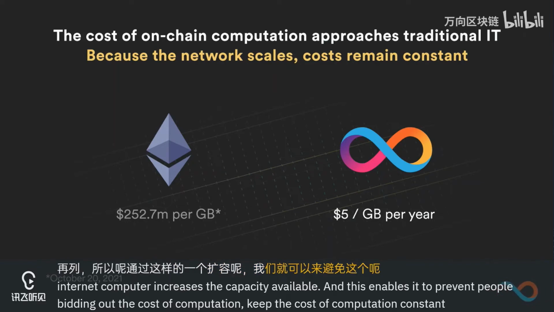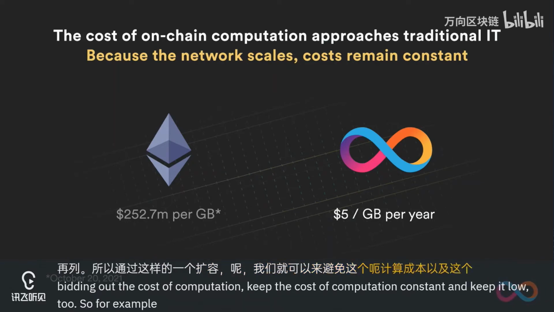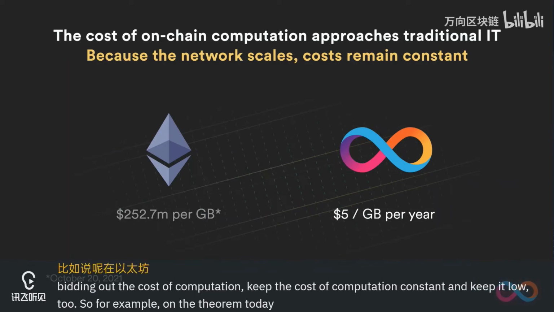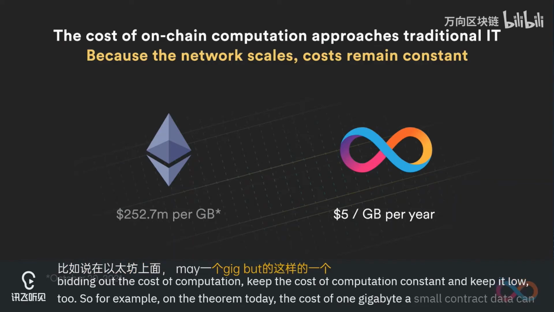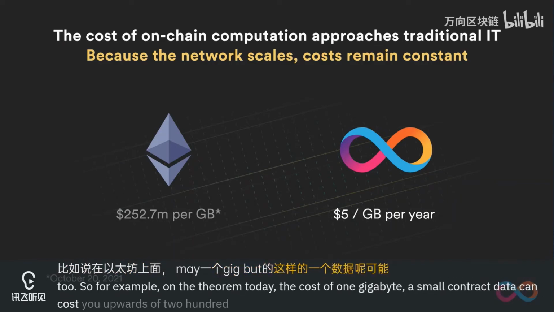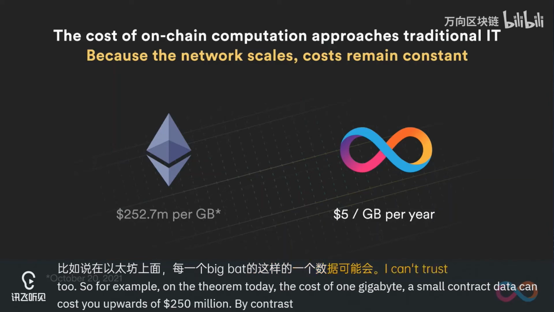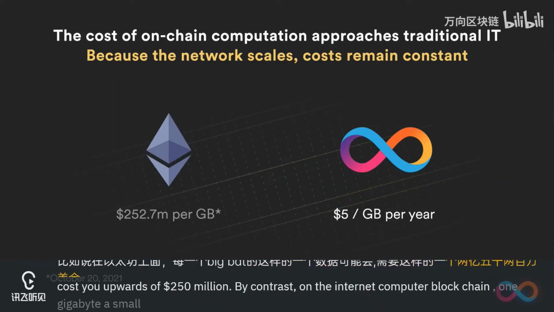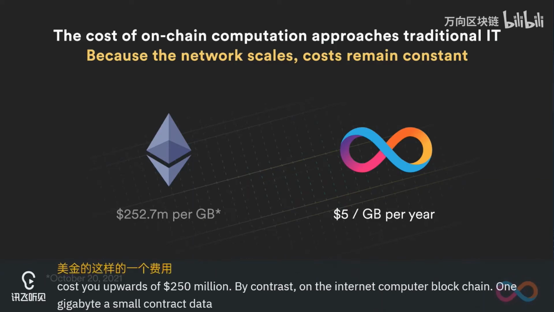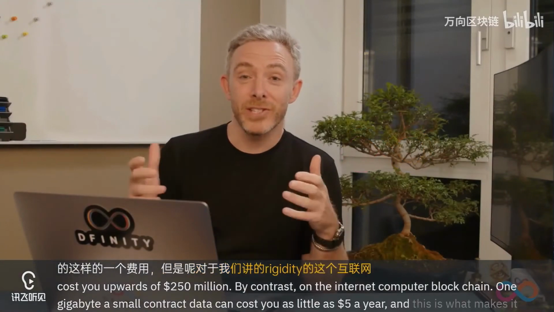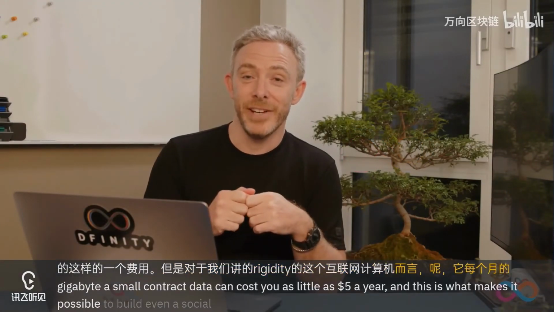And this enables it to prevent people bidding up the cost of computation, keep the cost of computation constant, and keep it low too. So for example, on Ethereum today, the cost of 1 gigabyte of smart contract data can cost you upwards of $250 million. By contrast, on the internet computer blockchain, 1 gigabyte of smart contract data can cost you as little as $5 per year. And this is what makes it possible to build even a social network on the internet computer.